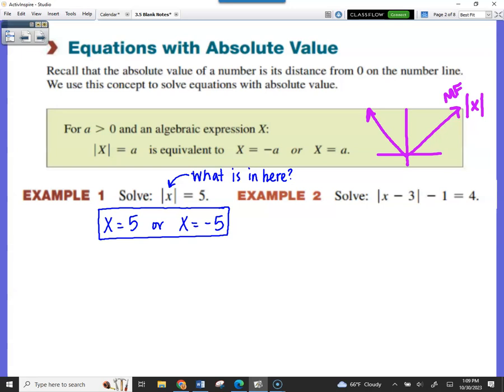Before I can set my absolute value problem up, I need to have the absolute value bars by themselves. Right now there's a minus 1 in there that needs to move. So let's make a note that you're going to isolate the absolute value bars. So we're going to add 1 to the right.